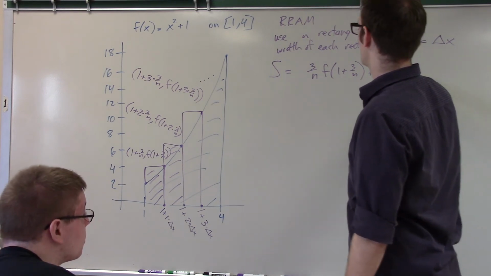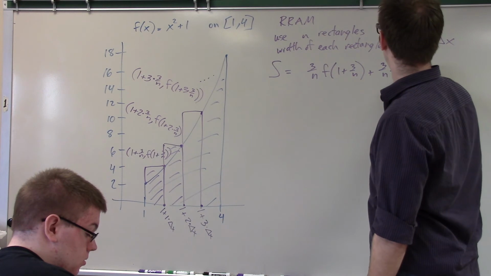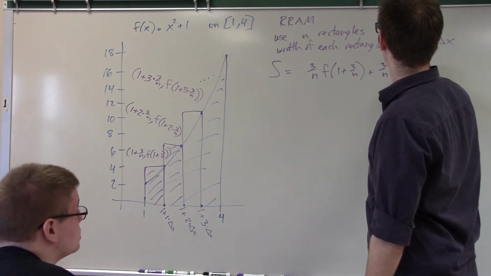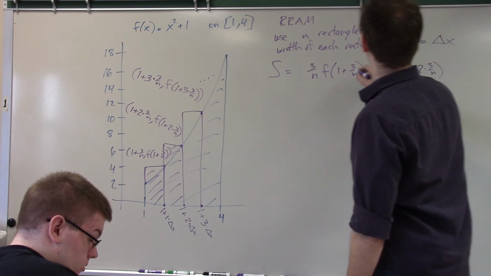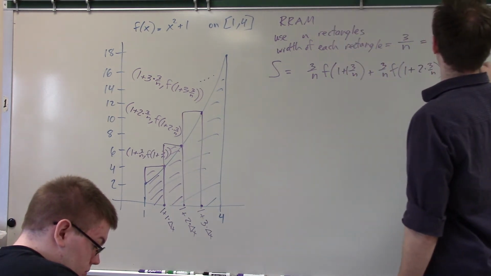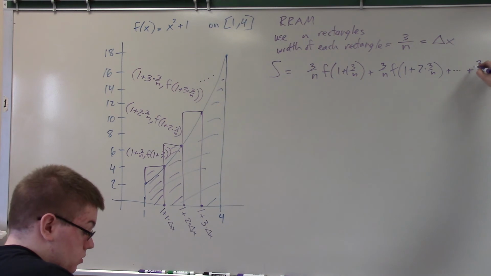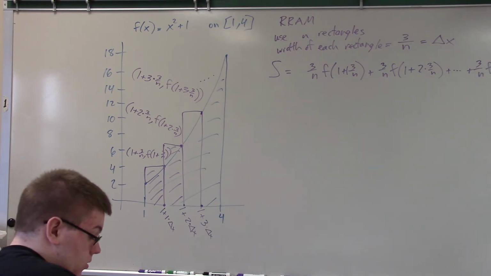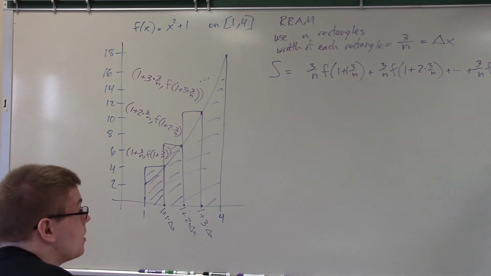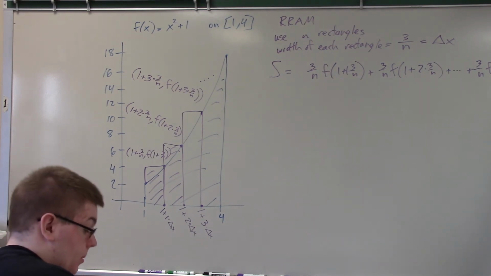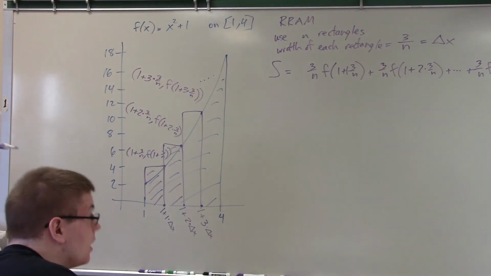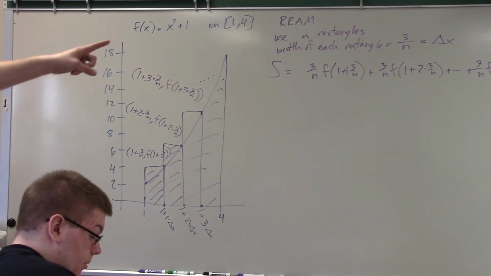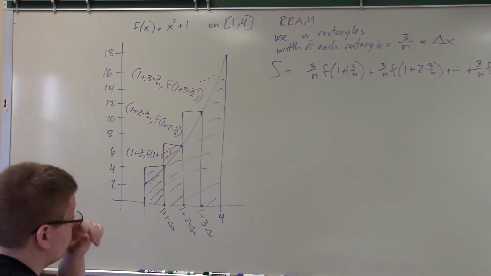So what's the height of the second rectangle? f of 1 plus 2 times 3 over n. Okay, etc., etc. What's the height of the last rectangle going to be? f of 1 plus n times 3 over n. Now I've moved over n times, right? And in fact, that's right, because that should be f of 4.